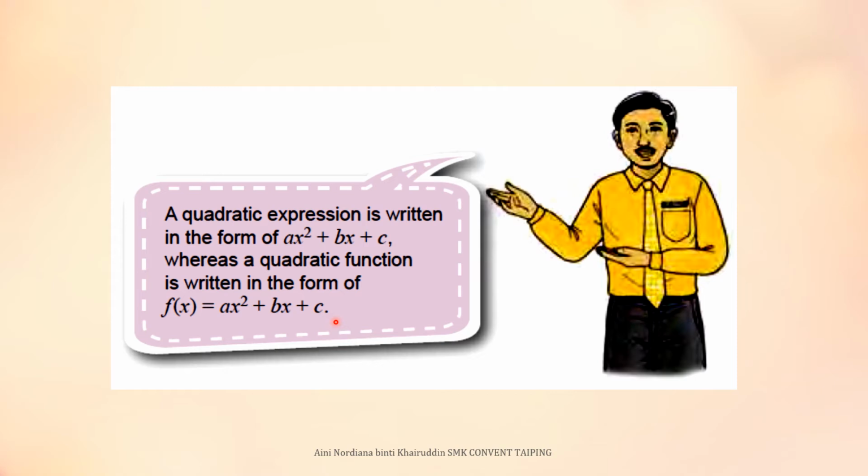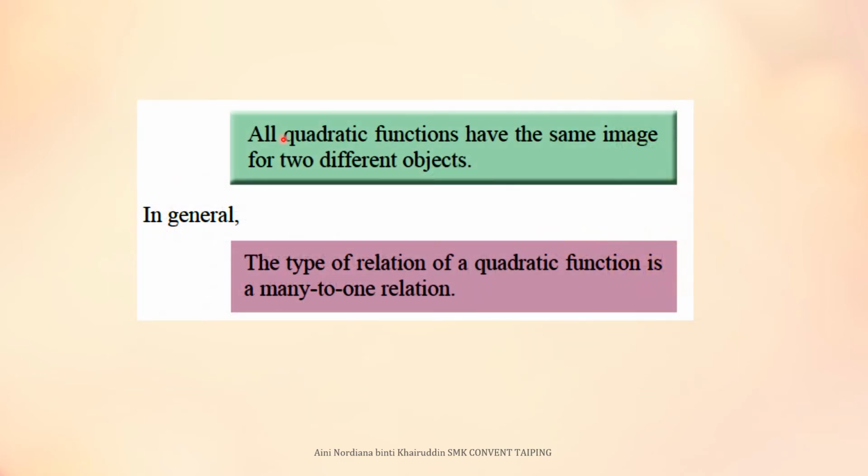Can you spot the difference between expression and quadratic function? The quadratic expression has no equal sign, while quadratic function has equal sign here. All quadratic functions have the same image for two different objects. In general, the type of relation of a quadratic function is a many-to-one relation.